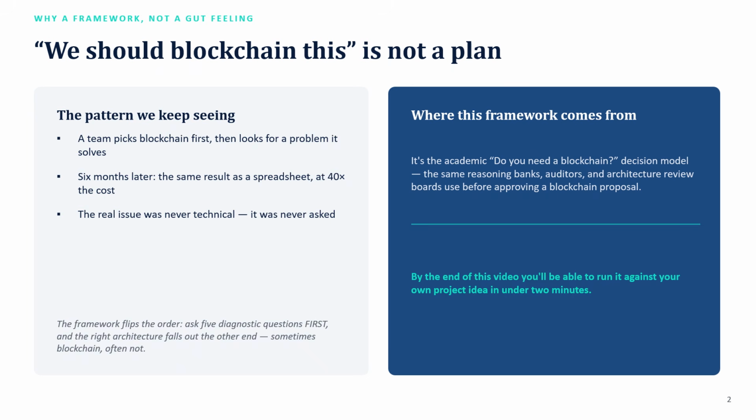Here is the pattern I have seen in real projects. A team decides, let's blockchain this first, then goes looking for a problem it solves. 6 months later, they have rebuilt what a shared spreadsheet already did, at a fraction of the cost, just slower and more expensive. The mistake wasn't technical. It was that nobody asked the right question at the start.